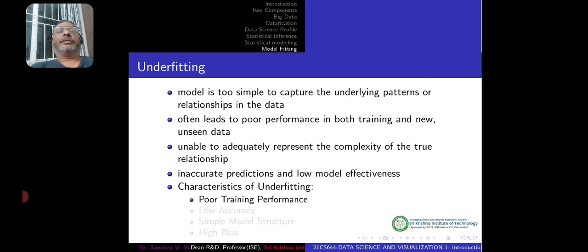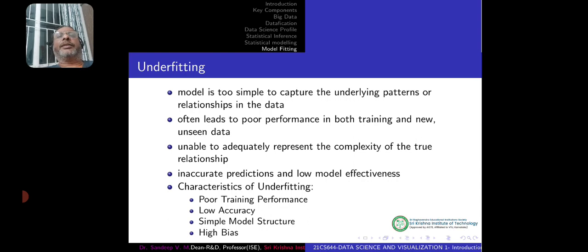So one is poor training performance, there will be low accuracy, the model will have a very simple structure, and there is very high bias. The bias talks about the performance difference between training and testing. For training it shows one performance, and for testing it shows another performance, and the difference between these two performances is what the bias is. The best model is the one which should have minimum bias.